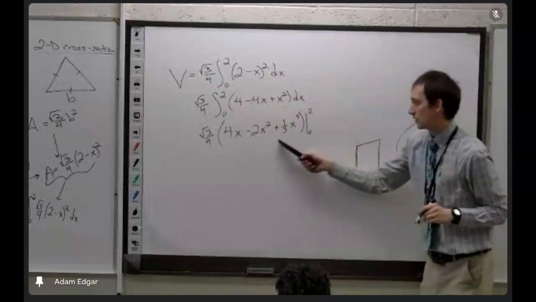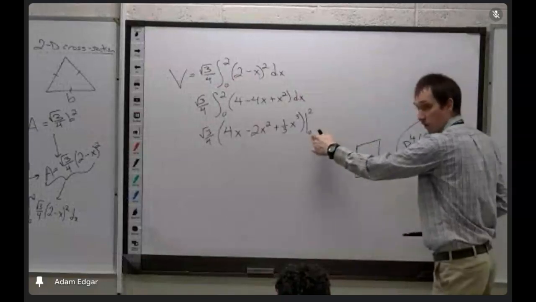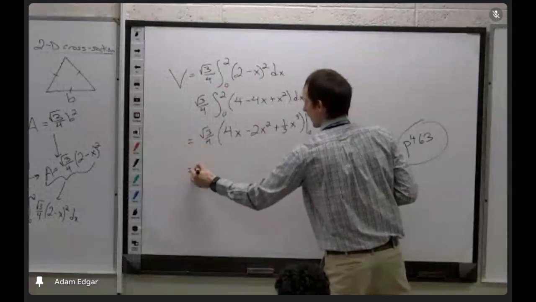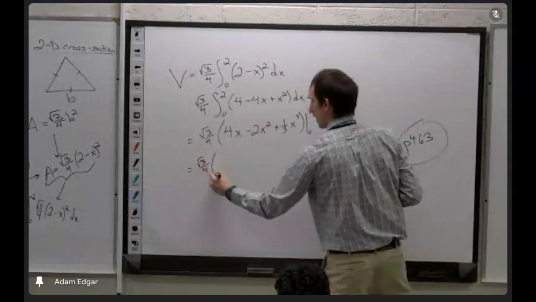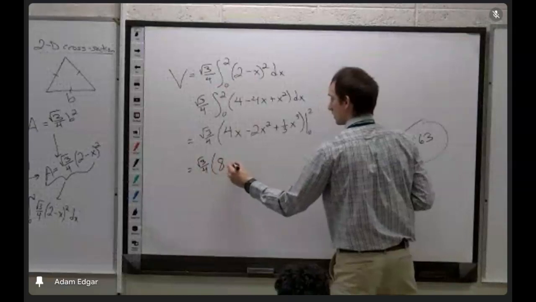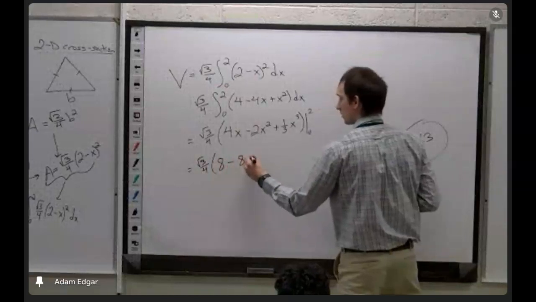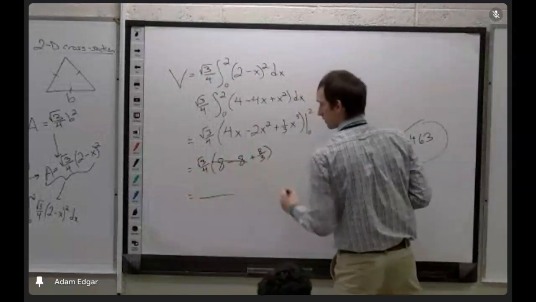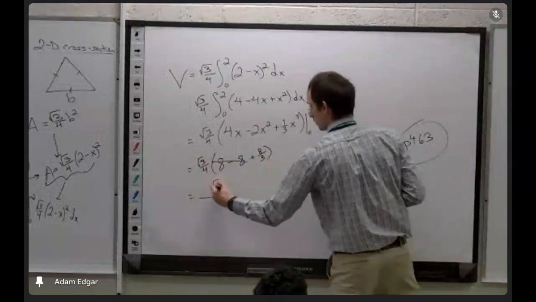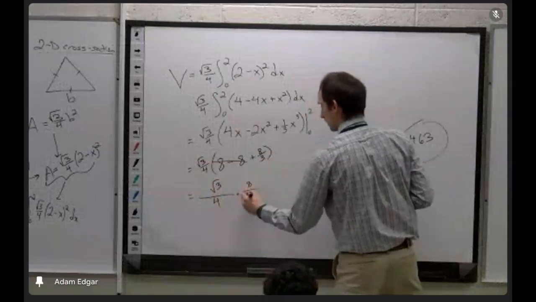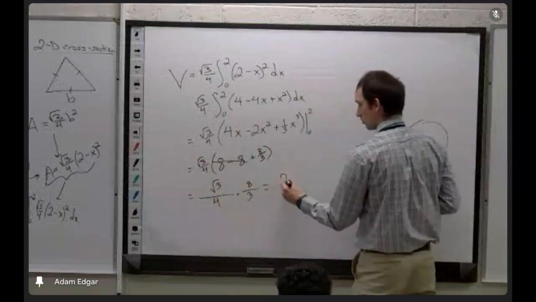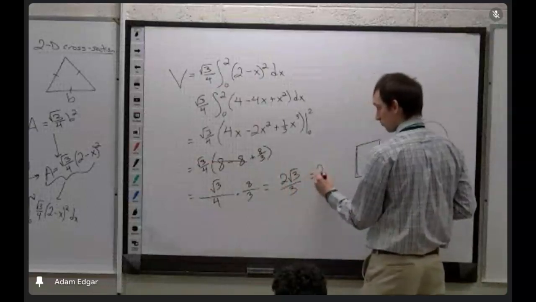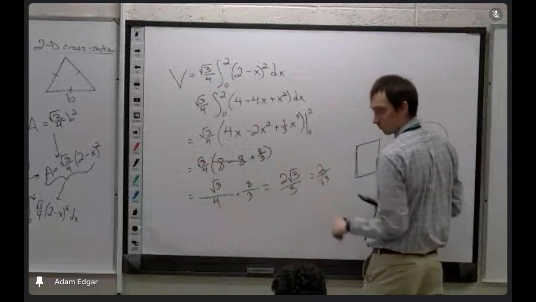This in here is a polynomial. We love that the lower bound is 0, so we really only need to worry about the 2. And so we have root 3/4 times 8 minus 8 plus 8/3. Those cancel. We have root 3/4 times 8/3. That's going to be 2 root 3 over 3, or 2 over root 3. Whatever makes you happy.